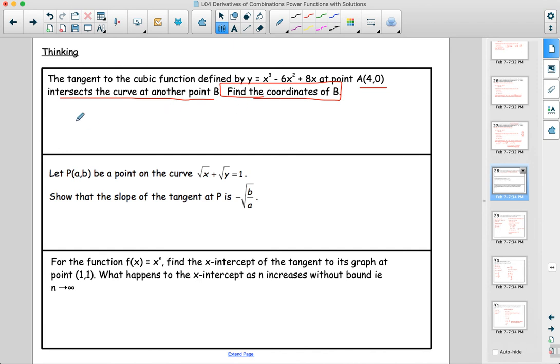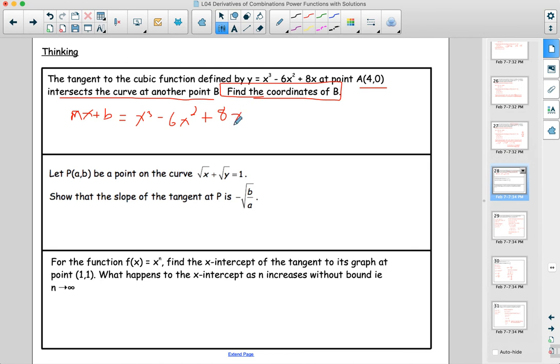If I want to find where it's going to intersect, I've got the equation of my tangent, so let's just call that mx plus b, if we like. I'm going to need the m, I'm going to need the b, and then I'm going to say, where is that equal to x cubed minus 6x squared plus 8x? And that's how I will find the second point of intersection. It'll give me both points of intersection, but I want the second one.